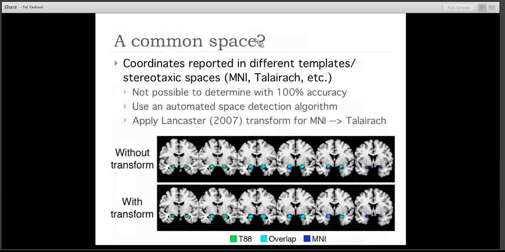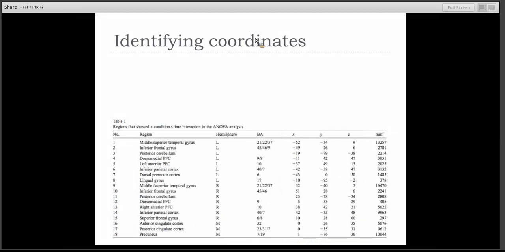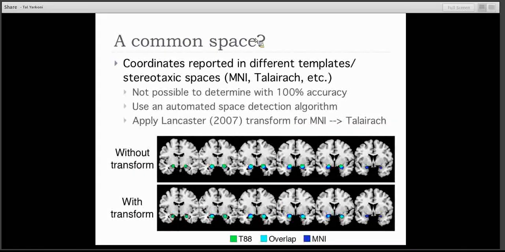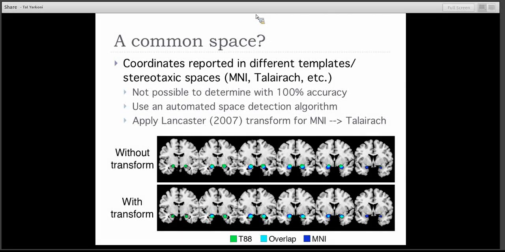Of course, one thing you might be wondering is, what do you do about the fact that there are different coordinate spaces that people use to report their data? So you can have Talairach and then different MNI spaces, so it gets kind of messy. What we have is a preliminary algorithm that goes through and, based on the text used in the article, tries to figure out what space it's in, and then we apply a transform produced by the brain map group, Lancaster 2007. We take the MNI coordinates.